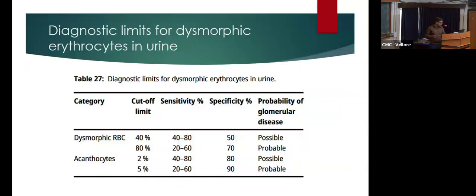As I told you before also, for dysmorphic RBCs, if the cutoff value is 40%, it is possible hematuria, and if it is 80%, it is probable hematuria. And for acanthocytes, if there is more than 5%, it is 90%, and the hematuria is called probable.